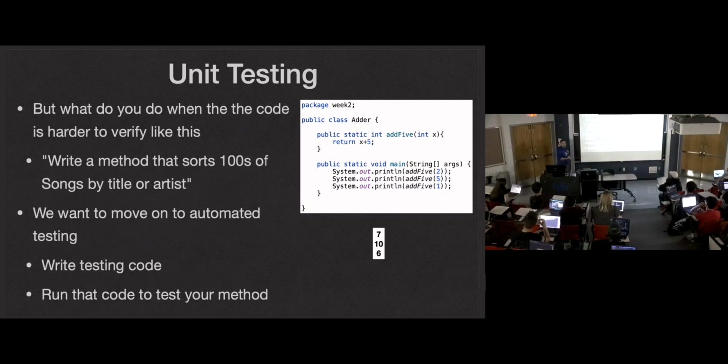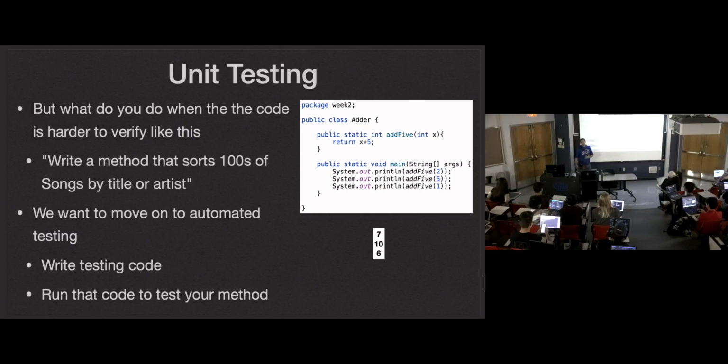But what happens when this is a more complicated method? For, I think it's test 5, but later in the semester, you're going to write a method that's going to sort songs by either title, artist, or average rating based on its Bayesian average rating. And if you want to make sure that it works with lists of songs that are 100 songs long, for example, you're not going to do this.